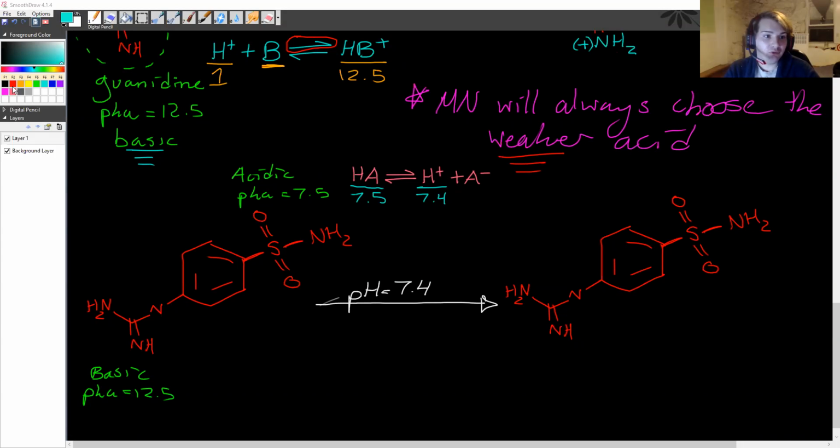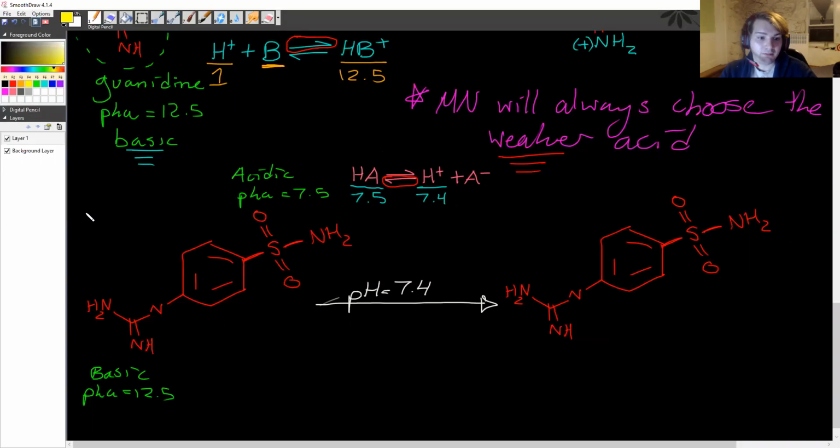And then based on our rule about Mother Nature, who's she going to choose? Well, the weaker acid is technically still the functional group. So we're going to be choosing towards the 7.5. Although because it's so close, honestly, it would be like 51-49% if you were to officially do this. But for the answer, the correct one is the protonated one. So the answer here is the protonated sulfonamide group.